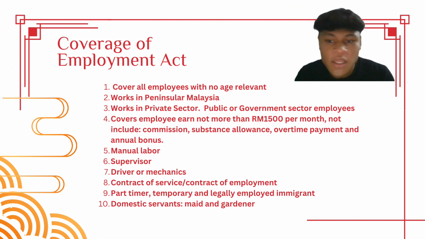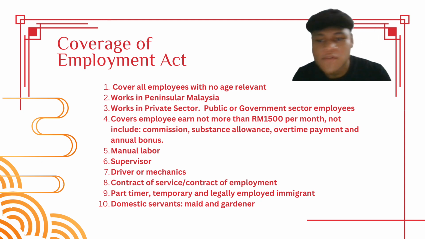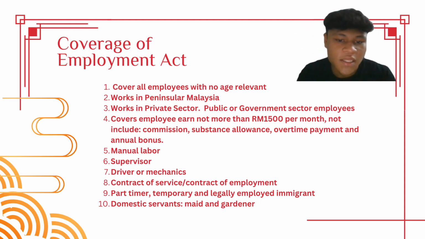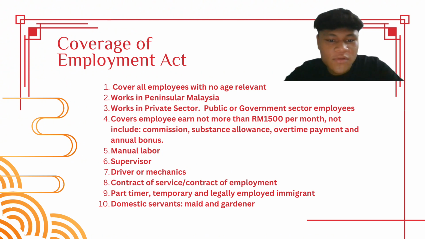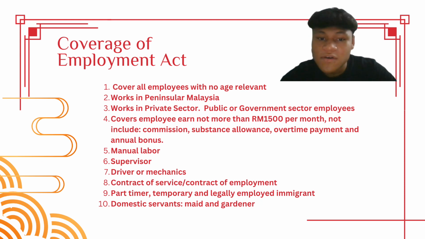So next is manual labour. Number 6, supervisor. Number 7, driver or mechanic. Number 8, contract of service, contract of employment. Number 9 is part-timer, temporary, illegally employed immigrant. Number 10, domestic servant, maid, gardener. So all of these are what is covered by the Employment Act.